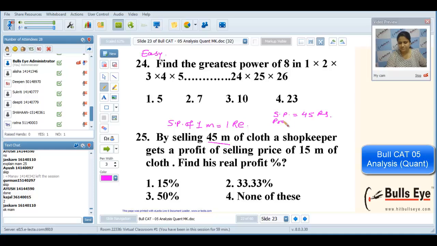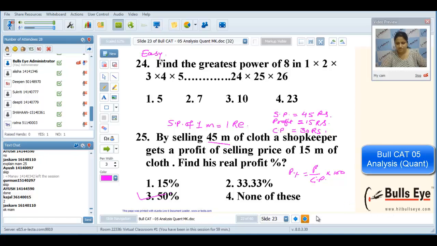And the question says he gets a profit of selling price of 15 meter. It means what is the profit? It will be 15 rupees, because he is getting a profit of selling price of 15 meter cloth. If profit is 15 rupees and selling price is 45 rupees, what will be CP? It will be 45 minus 15, that will be 30. Now you can solve it. What is the profit percent formula? This will be profit divided by CP into 100. We are getting 15 rupees on 30, so it will be 50%.